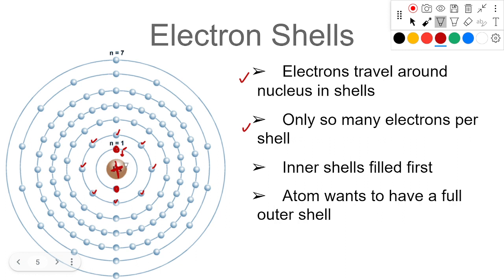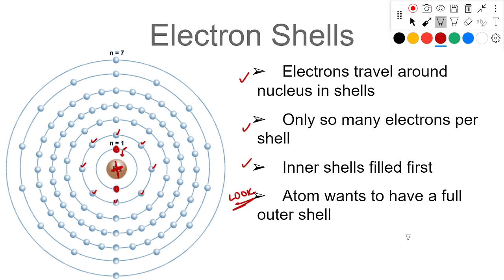They're moving fast enough to stay in orbit, just like we're moving fast enough to not get pulled into the sun, even though it pulls on us in kind of the same way, different force. It's going to fill up the inner shells first, and this is a big one right here. This is a big part of what we're going to be talking about, especially in the next video. The atom really wants to have a full outer shell.